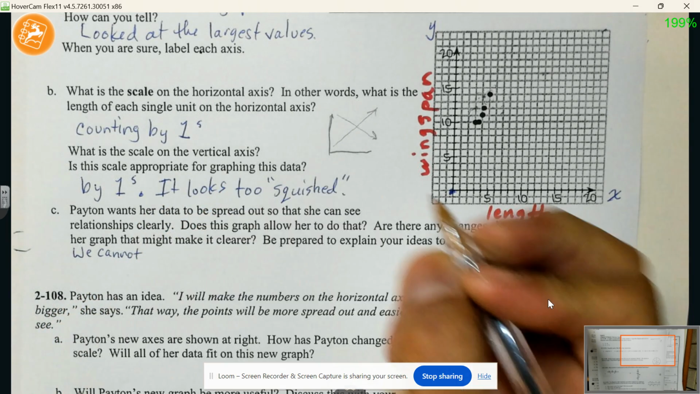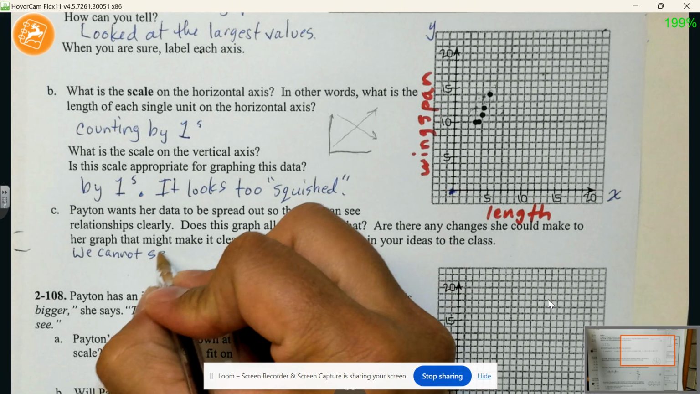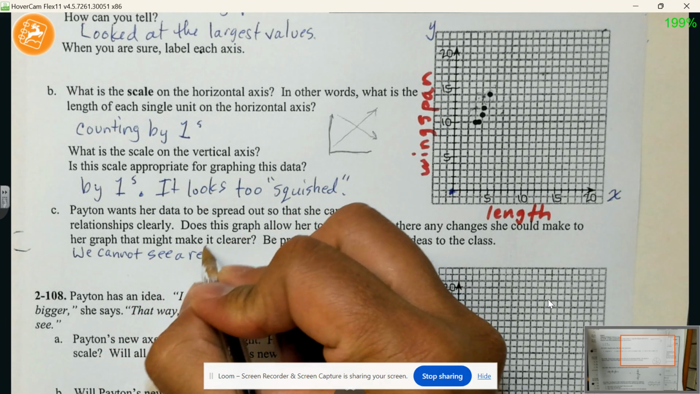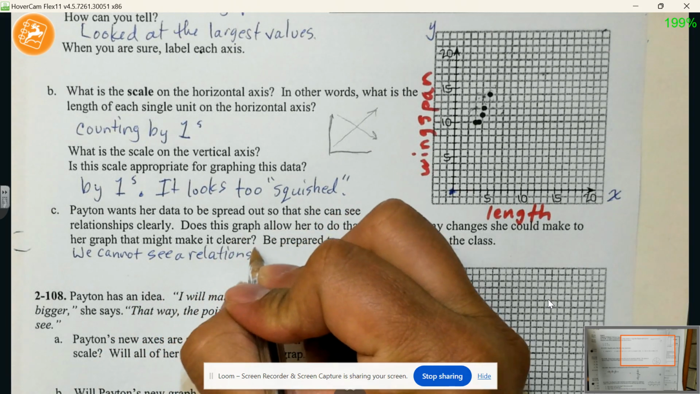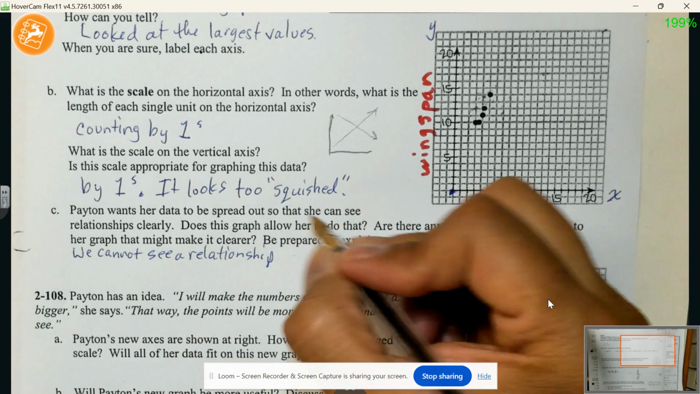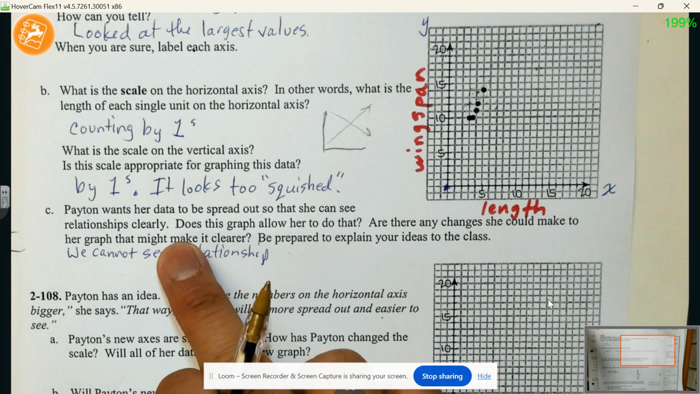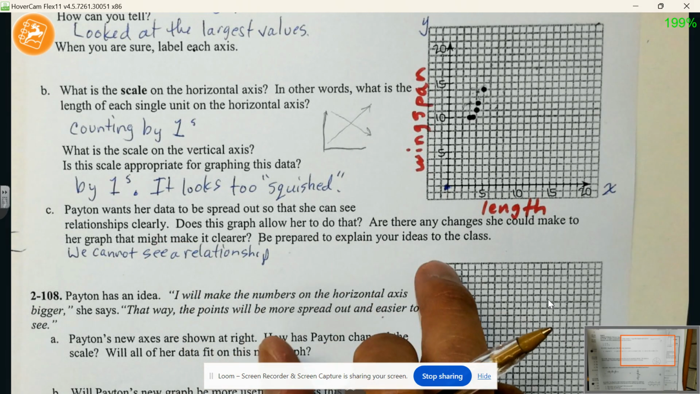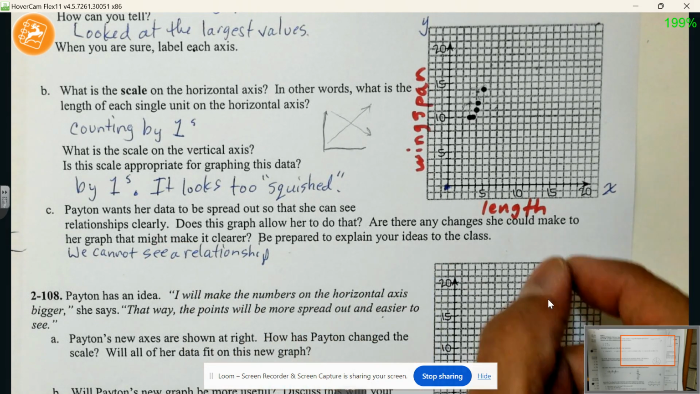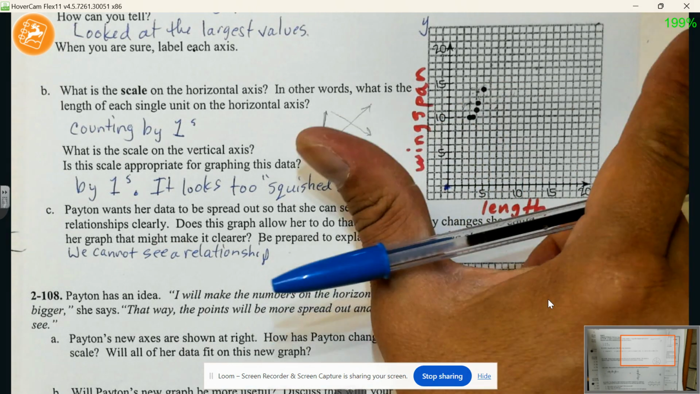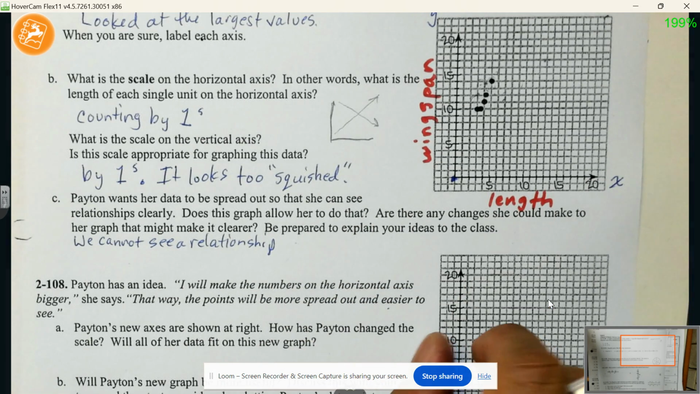We cannot see a relationship. Okay, because it's too squished. Are there any changes you can make to a graph that would make it clearer? Be prepared to explain your ideas to the class. So what can we do so that this data is nice and spread out?